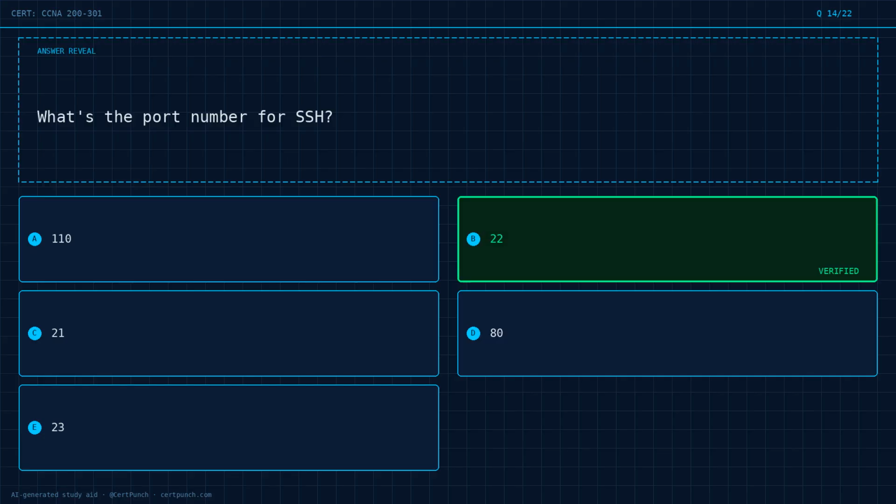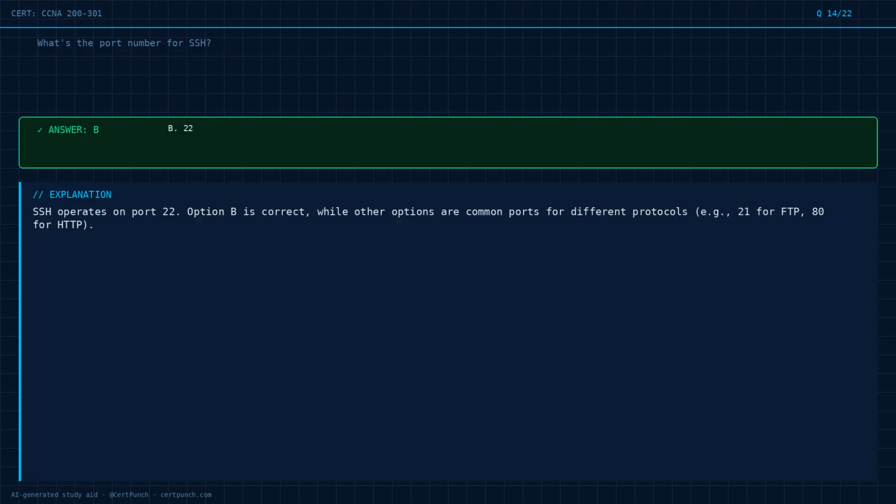The answer is option B. Exam logic. SSH operates on port 22. Option B is correct, while other options are common ports for different protocols, e.g. 21 for FTP, 80 for HTTP.